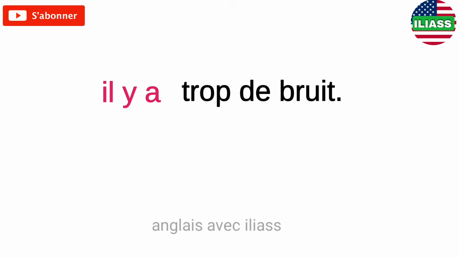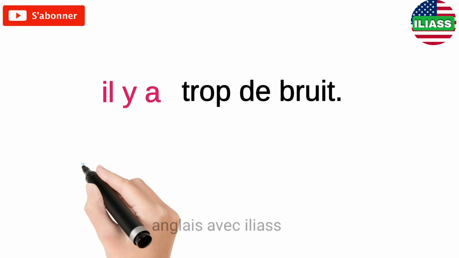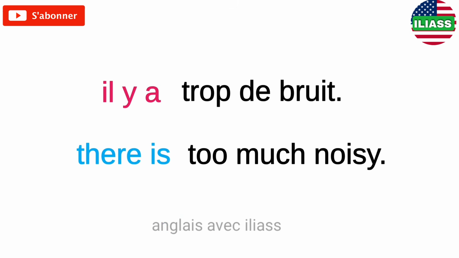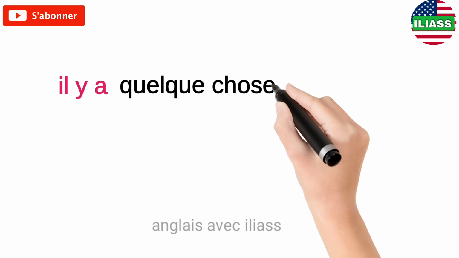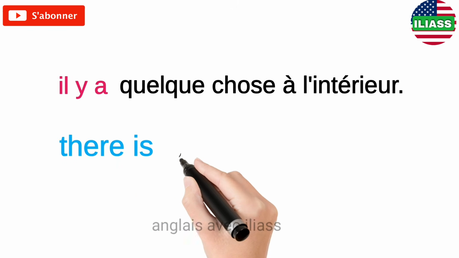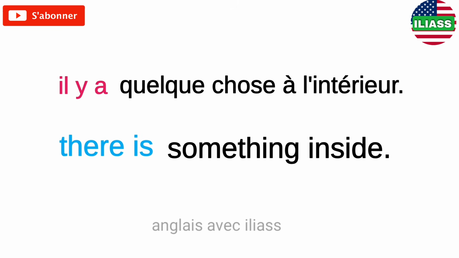Il y a trop de bruit. On va dire there is too much noisy. Bruit en anglais on dit noisy. Alors, comment dire il y a quelque chose à l'intérieur? Quelque chose en anglais on dit something et à l'intérieur on dit inside. Donc ça va être there is something inside. Il y a quelque chose à l'intérieur.